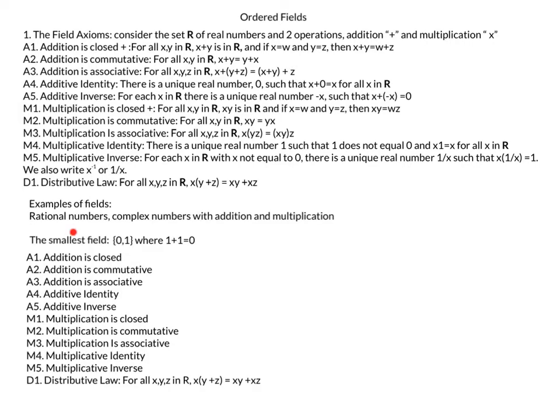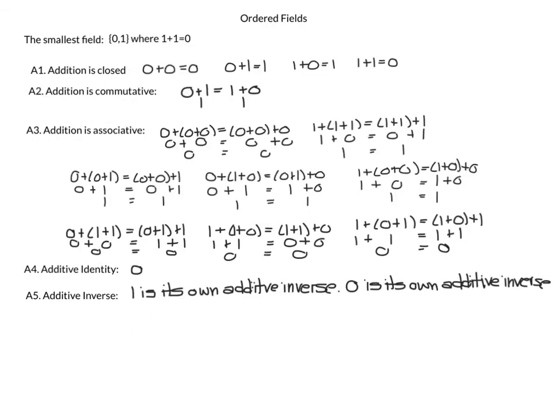The smallest field you can have has the additive identity and the multiplicative identity, 0 and 1, and you'll have to define 1 plus 1 equals 0. I will show that this new field satisfies the field axioms. Here is my field, and I'll start with the addition axioms.